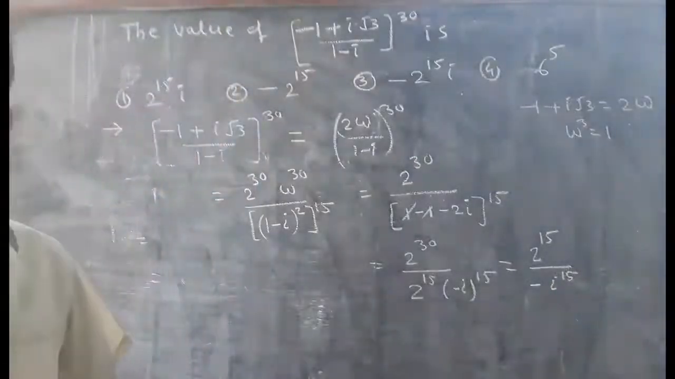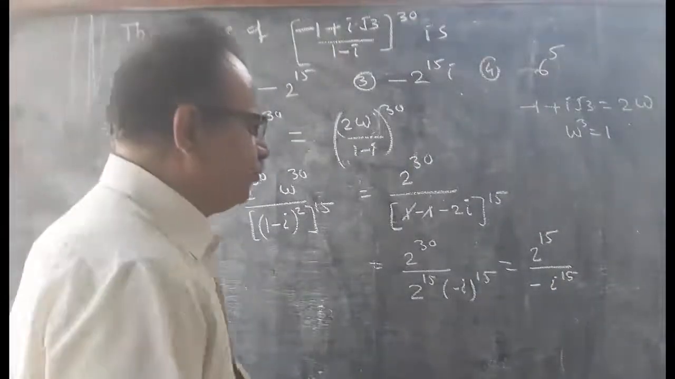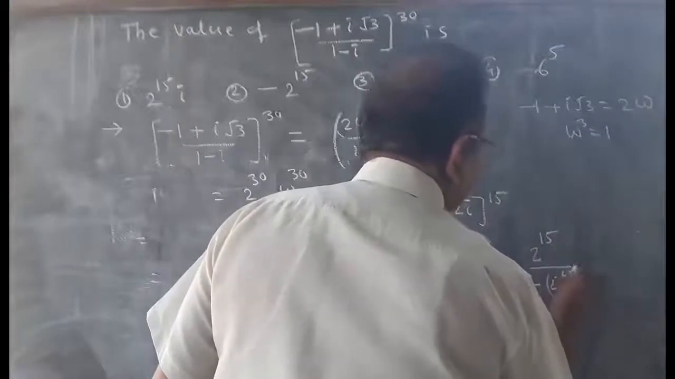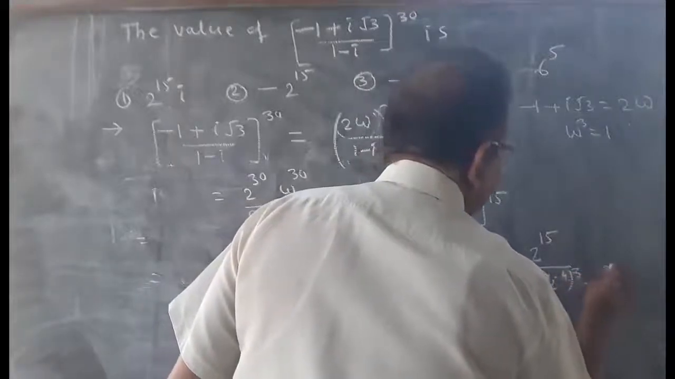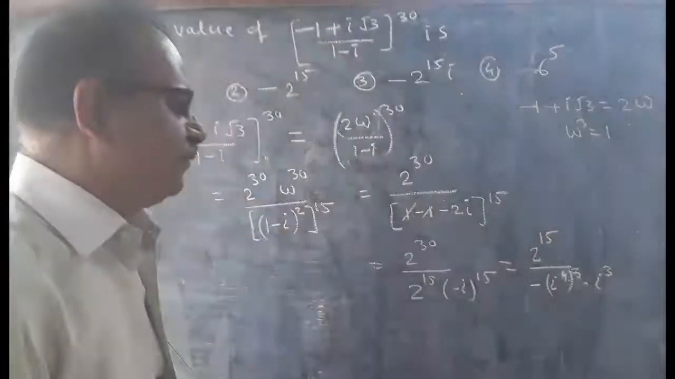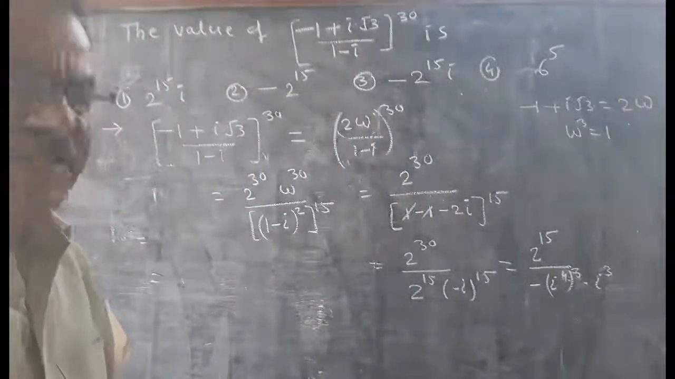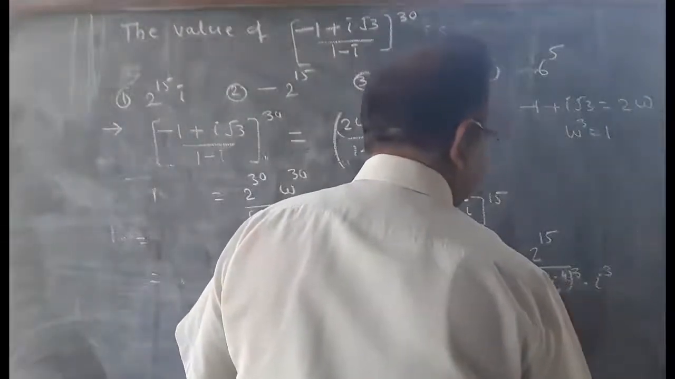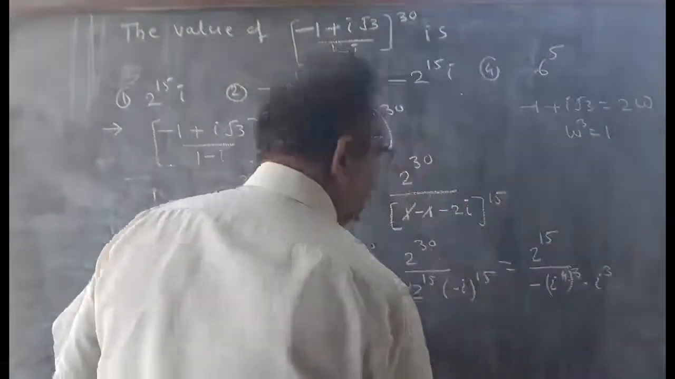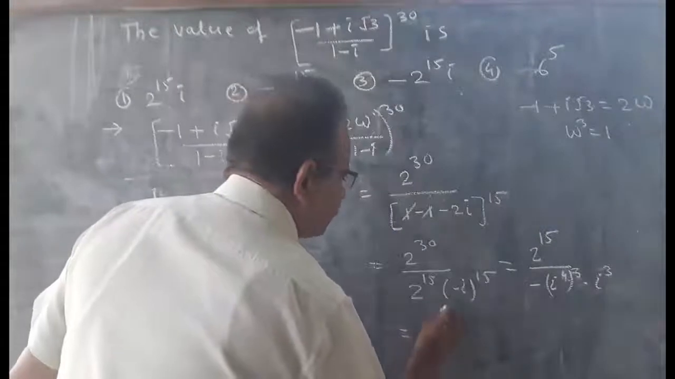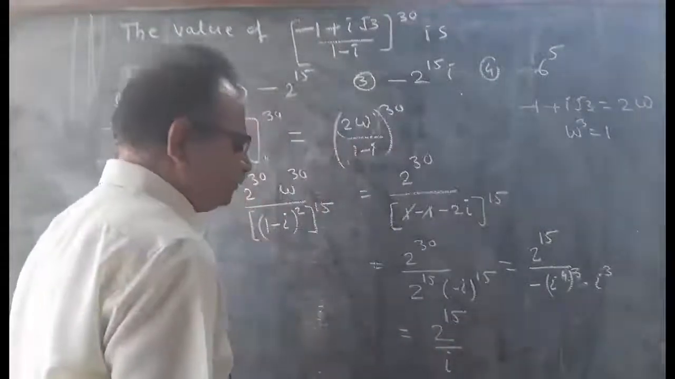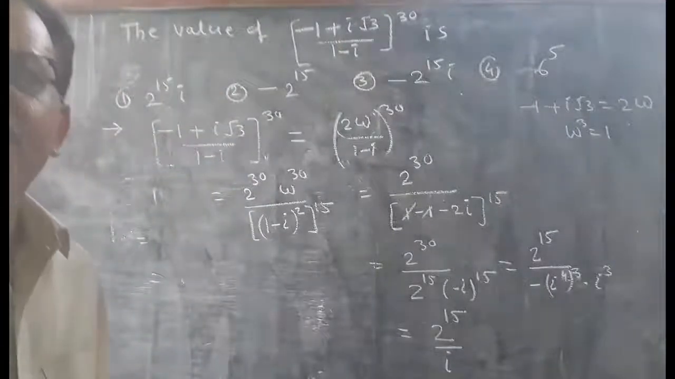We know that i raised to 4 is 1. Therefore, i raised to 15 can be written as (i raised to 4) cube into i cube. i cube is nothing but minus i. i raised to 4 is 1. Therefore, this is nothing but 2 raised to 15 divided by i.